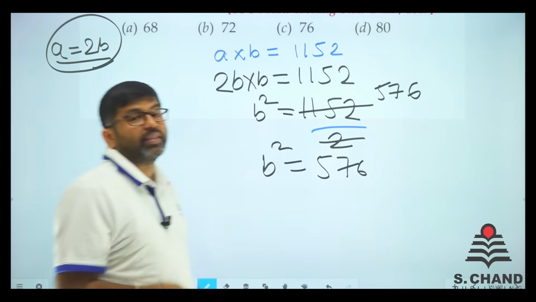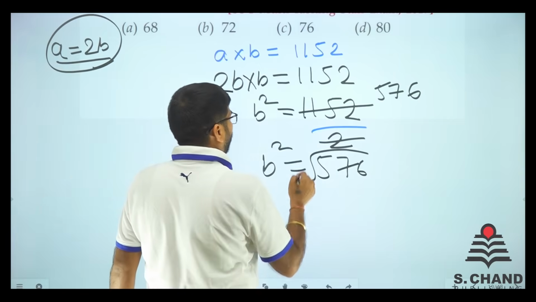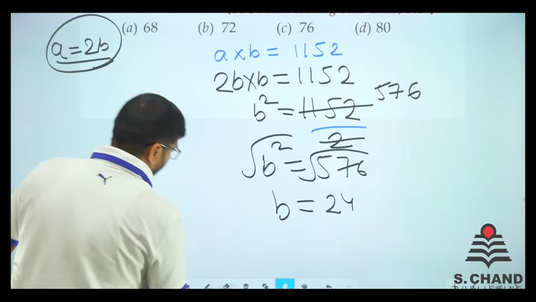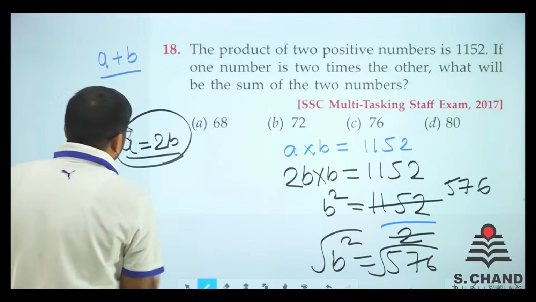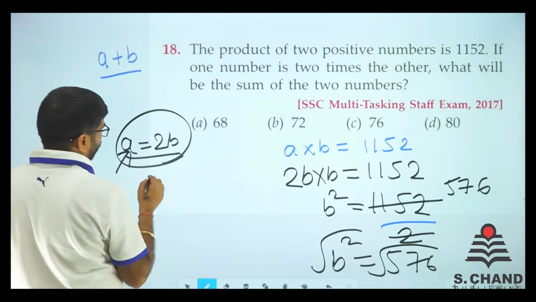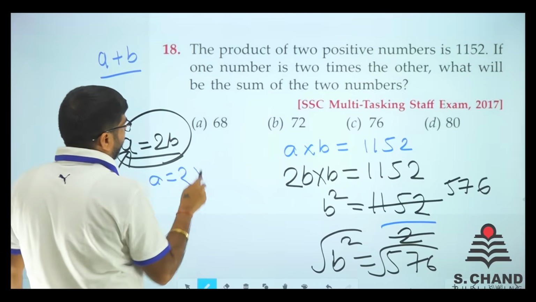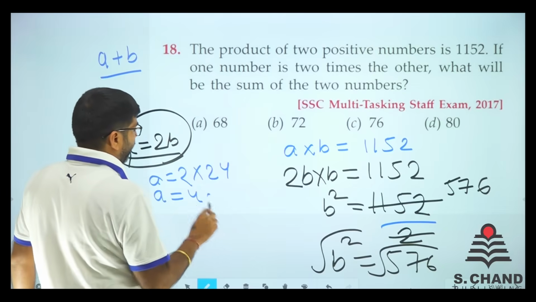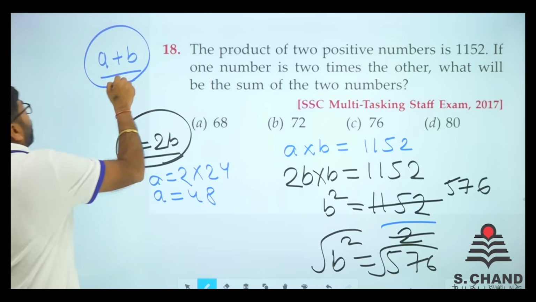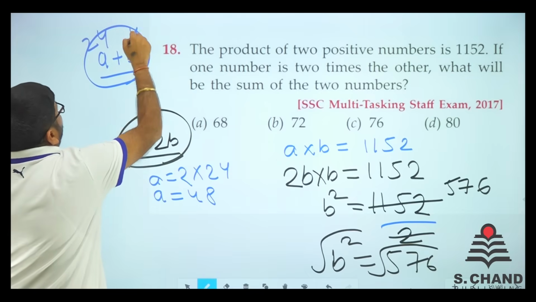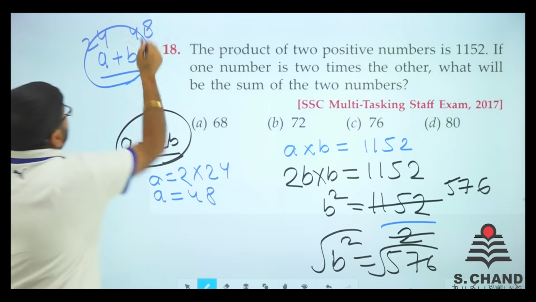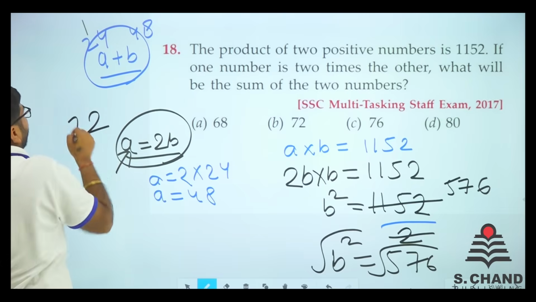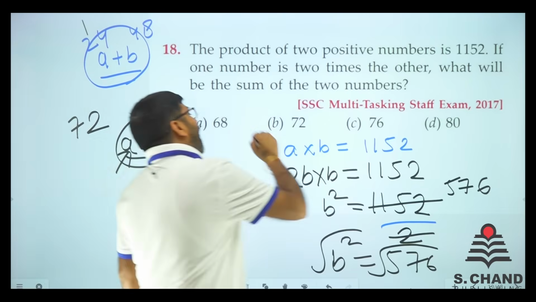Now this 576 is the square of 24. Just put a root here, so B comes out to be 24. Now see what is given: A is equal to 2B. So A is equal to 2 into 24, which is 48. Now we need to find A plus B. Just put 24 here and 48 here and add them up. 8 and 4 is 12, carry 1. 4 and 2 is 6, and 1 is 7. So the answer will be 72.